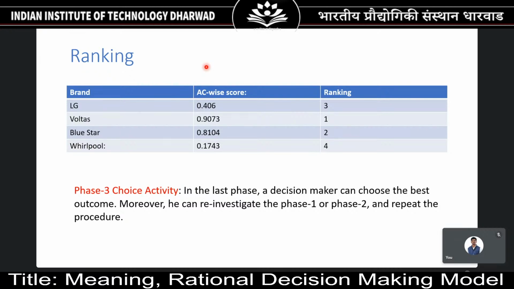Now the third phase comes, the choice activity. In the last phase, a decision maker can choose the best outcome. I have the option to buy Voltage or reiterate with all the procedure again. Moreover, he can reinvestigate phase 1 and phase 2 and repeat the procedure each and every time, whenever you want. So what is the advantage? The method is simple and easy to apply. But the disadvantage is that this method is based on Euclidean distance and is unable to account for the correlation among the attributes in the final judgment we are making.